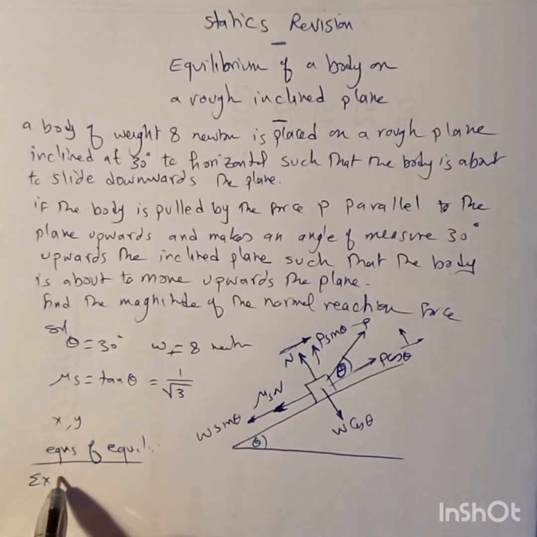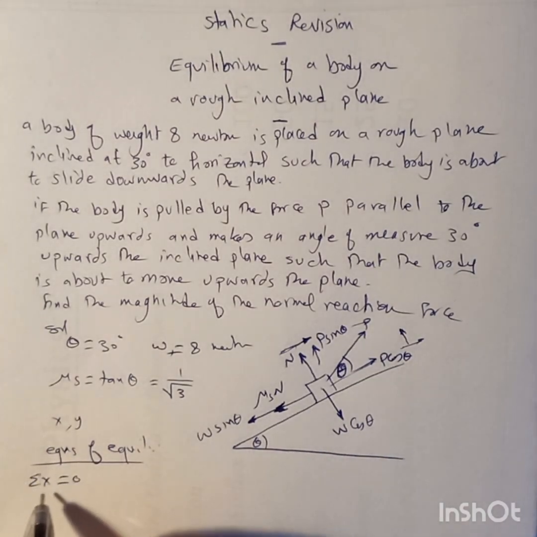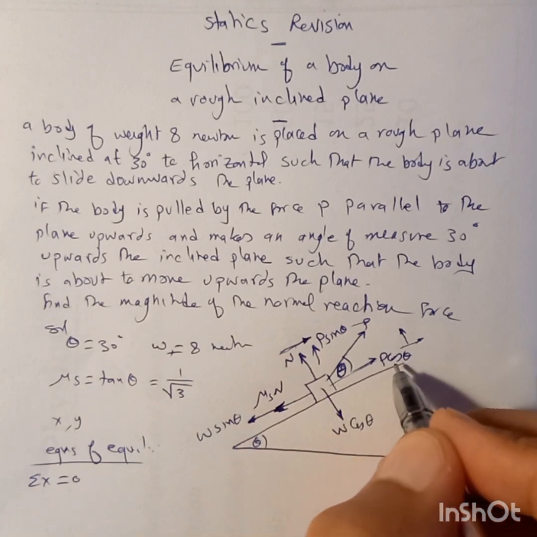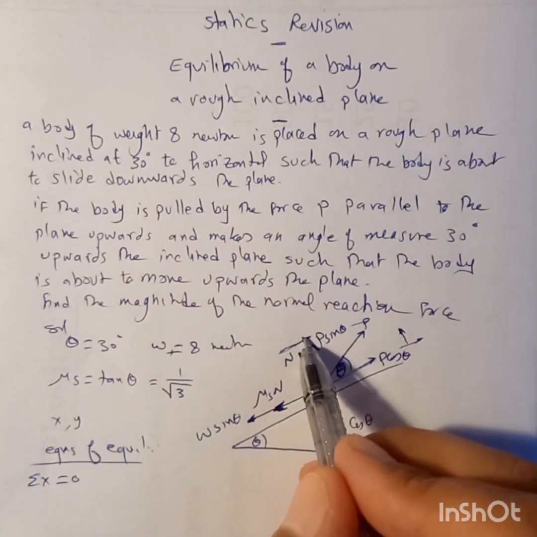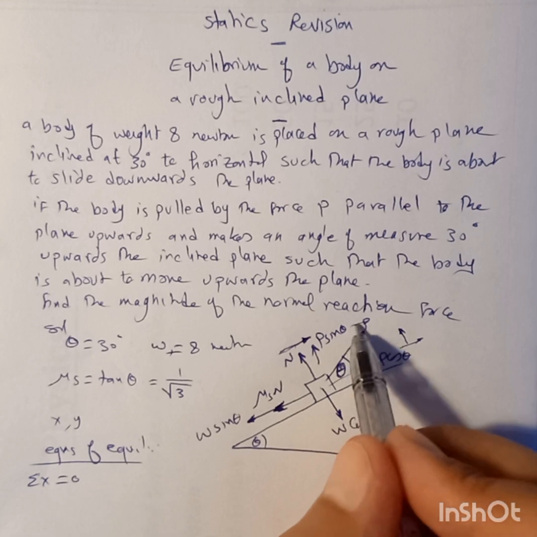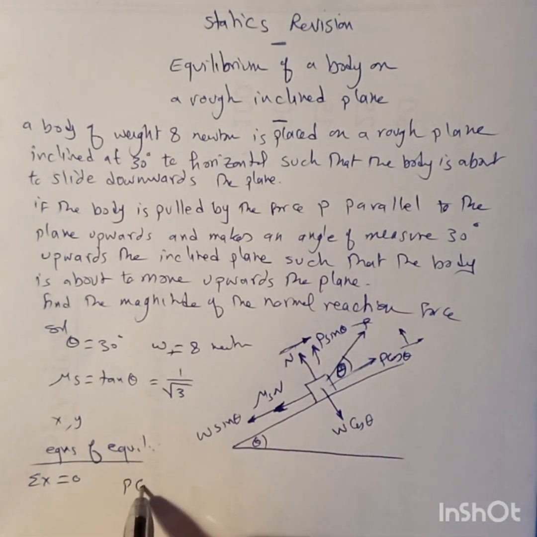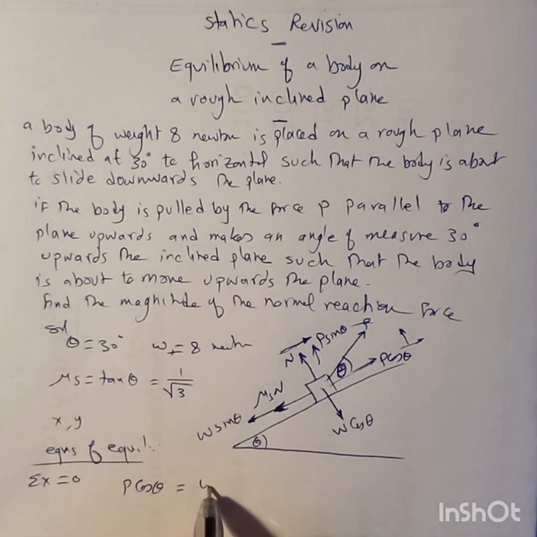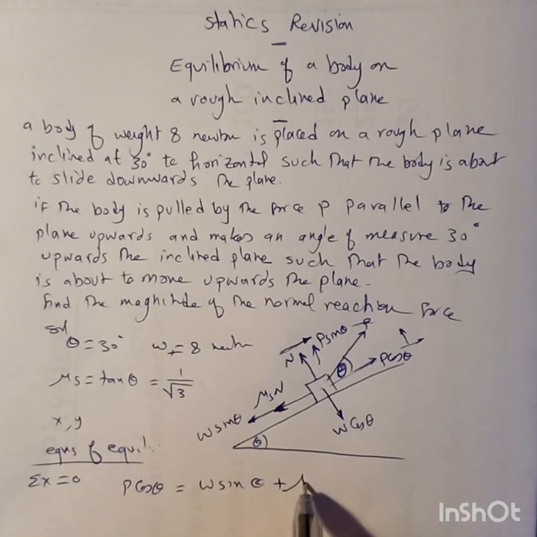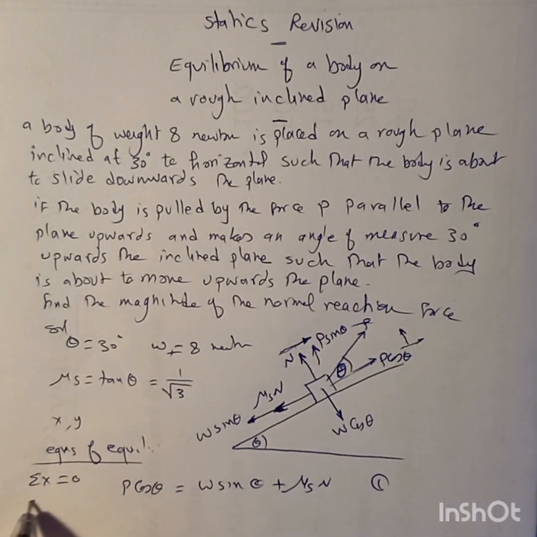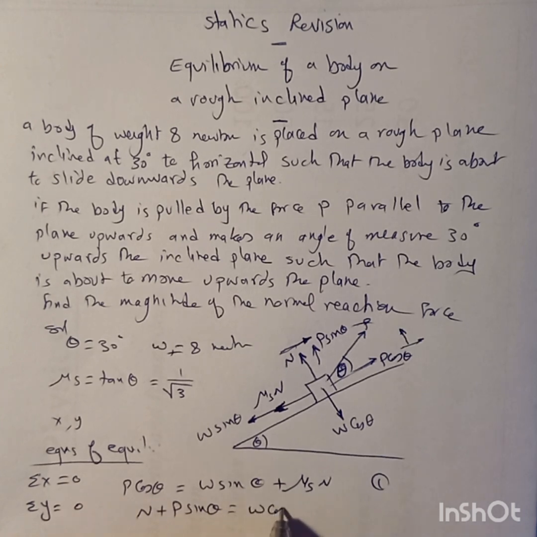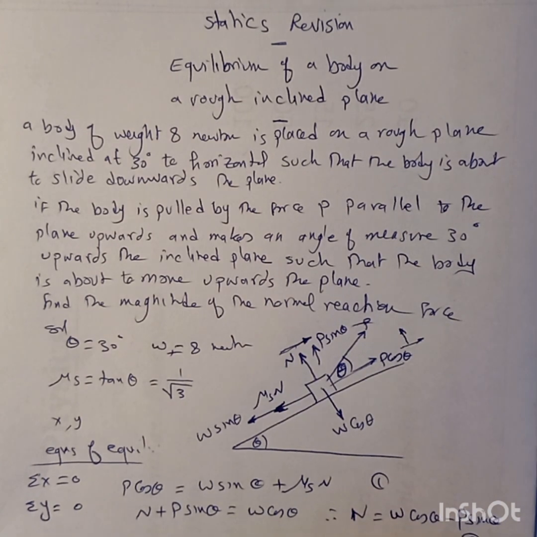Then we have summation of x equals 0. The sum of the components of the forces parallel to the inclined plane equals 0. The expected motion direction is above the plane. Then we'll start with this component. We have P cosine theta equals W sine theta plus mu s times N, and this is equation number 1. Also we have summation of y equals 0. We have N plus P sine theta equals W cosine theta. Then we have N equals W cosine theta minus P sine theta, and this is equation number 2.